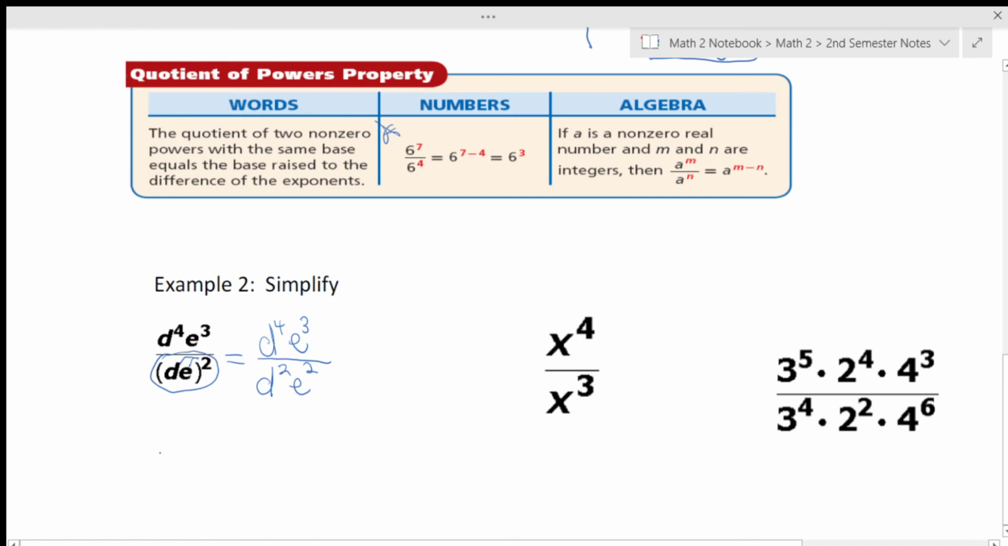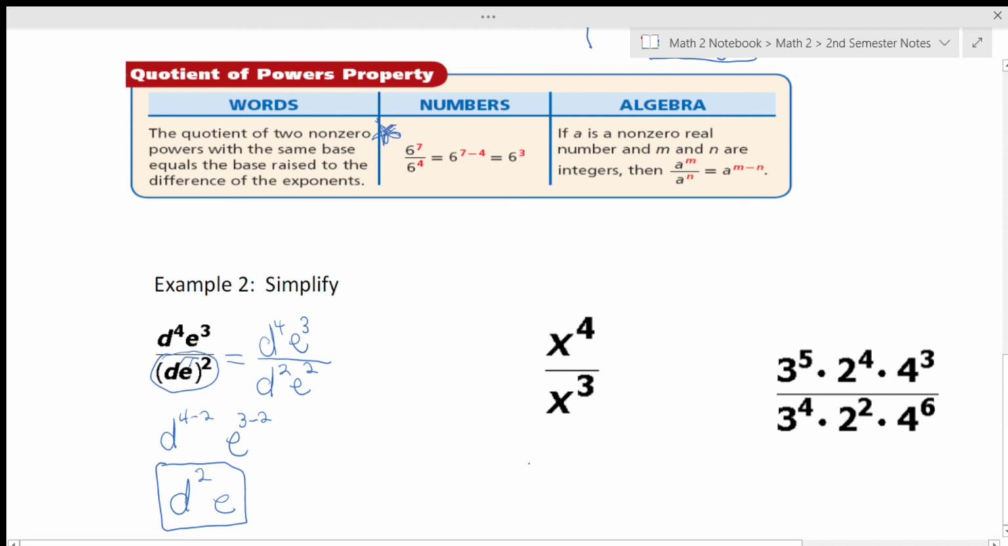D to the 4th over d squared is going to be d to the 4 minus 2. And then e to the 3rd over e squared is going to be e to the 3 minus 2. So whatever number is on top, you subtract the number that's on the bottom for those exponents. Now, if we have a number on top of a number, we don't subtract them, right? That's division. But the shortcut for our exponents is that we can subtract. So if we simplify this, we end up with d squared e to the 1st, or just e. So that's our simplified expression there.